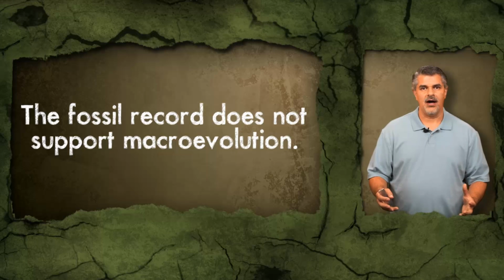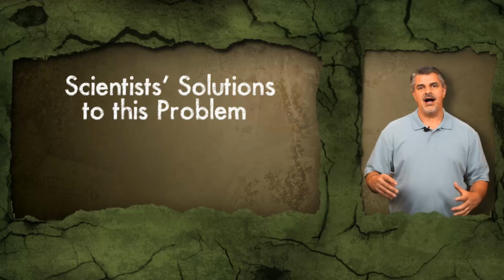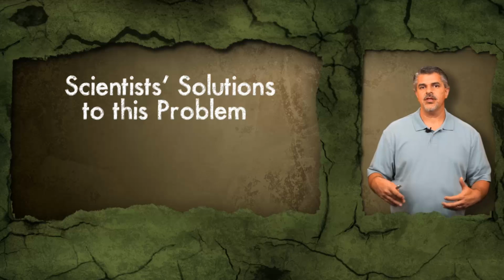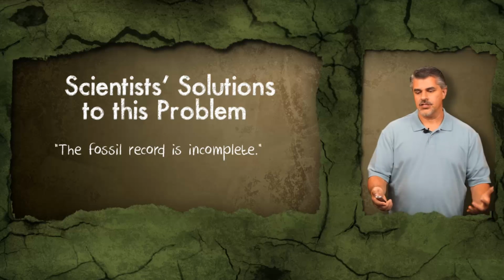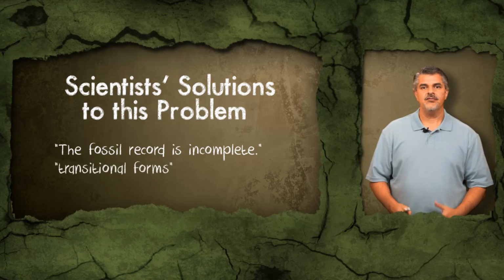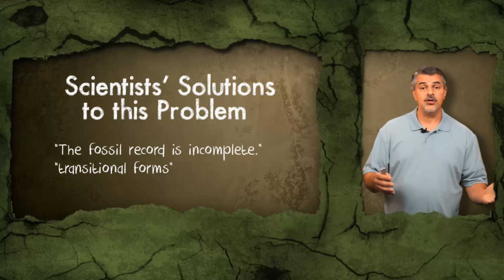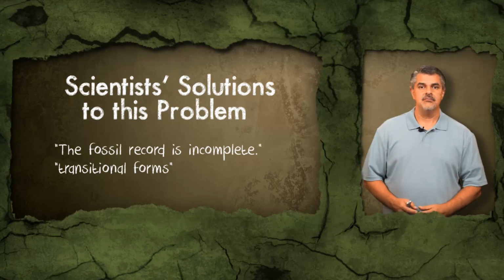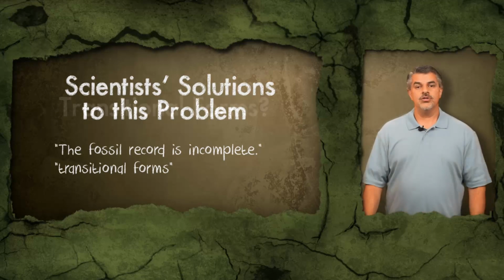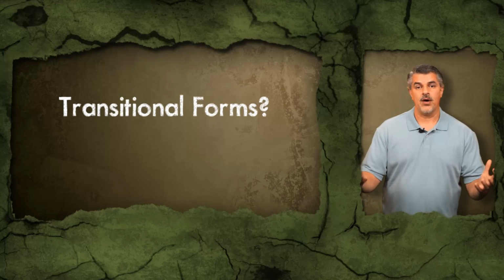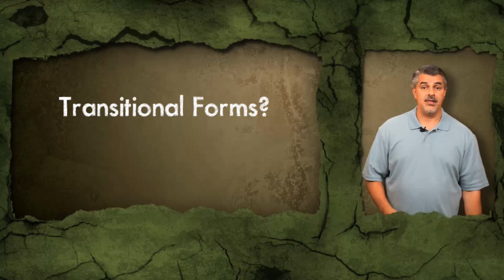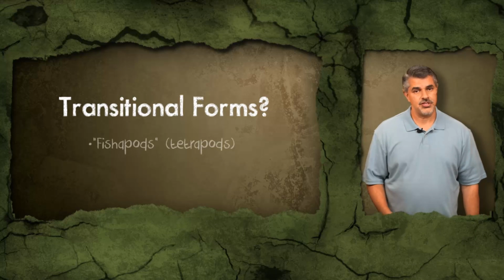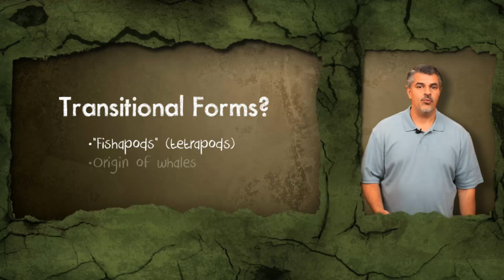Yet evolutionary biologists are not deterred by these problems. They argue that this simply reflects the incompleteness of the fossil record. And they like to point to examples of transitional forms that they argue do indeed document macroevolutionary changes. Two of the examples of transitional forms that I want to talk about that are prominently discussed by evolutionary biologists, and that are in some biology textbooks, are the so-called fishopods and the origin of whales.